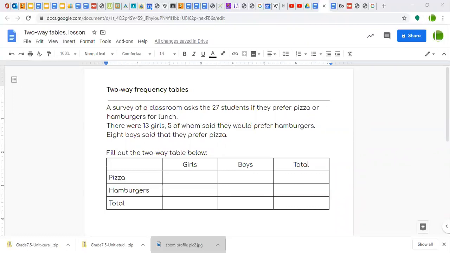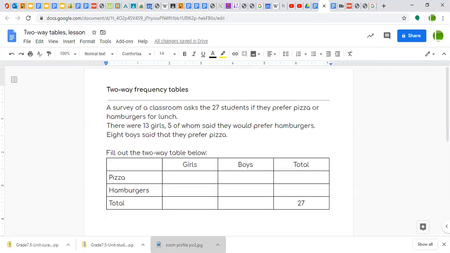I'm not going to have enough to fill in the whole table just yet, but I'm going to take the information they give me and fill out what I can, and then I'll go back and use math to figure out the rest of them. So the very first thing says, a survey of a classroom asked the 27 students if they prefer pizza or hamburgers for lunch. So I know that we're talking about 27 students total. So I'm going to go down here and put the number 27 to show that that's the total number of students, boys, girls, pizza, hamburgers, doesn't matter. You're asking 27 kids.